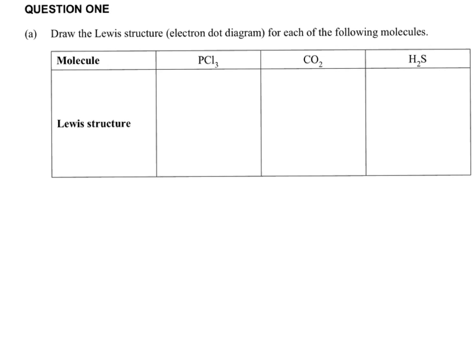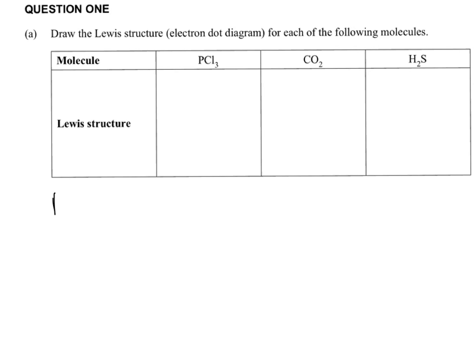Kia ora. Today I'm looking at the 2012 NCEA paper for bonding and energy, and this is question 1a. This question is asking us to draw Lewis structures. Now if you recall, the Lewis structures only use valence electrons. So the first step that I would take in answering this question would be to count up the valence electrons that are available in each of these molecules.